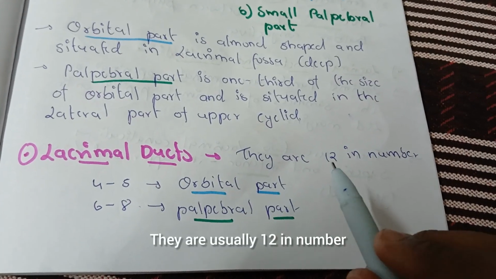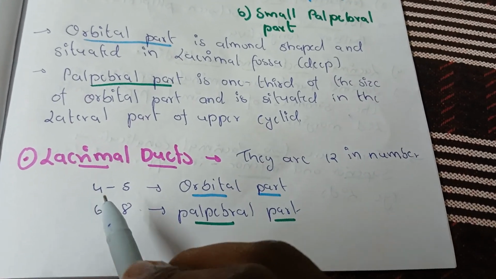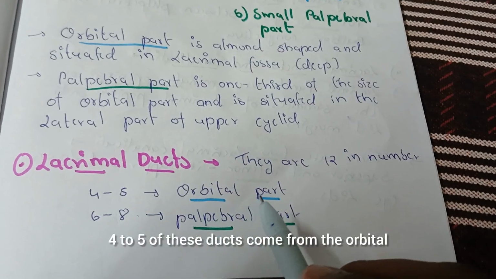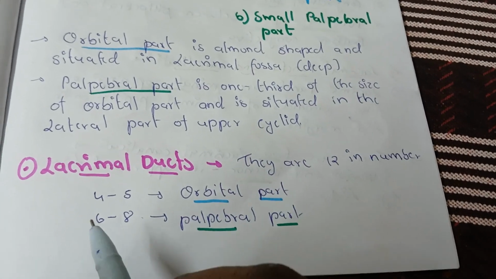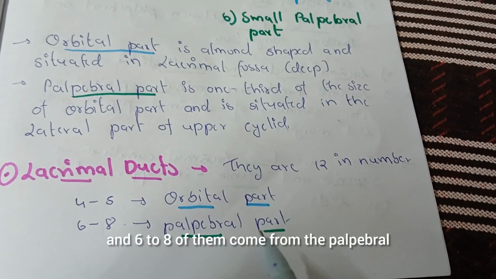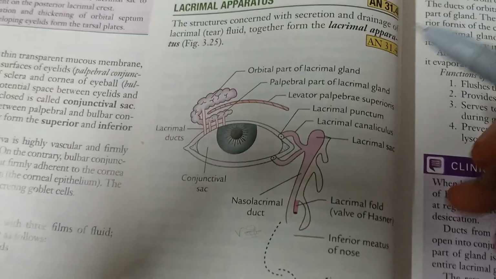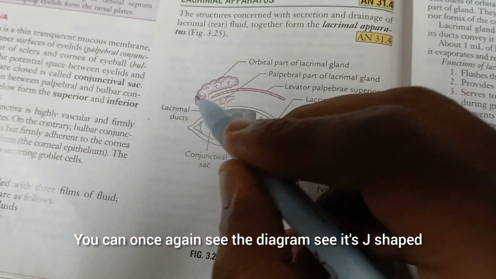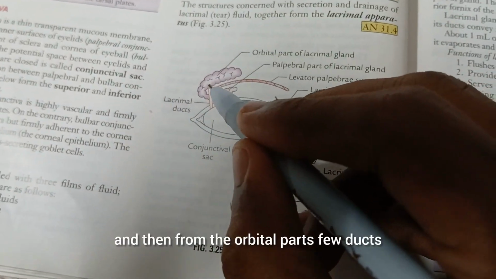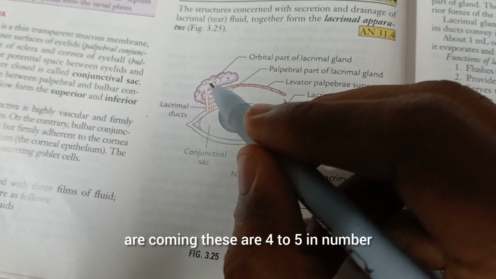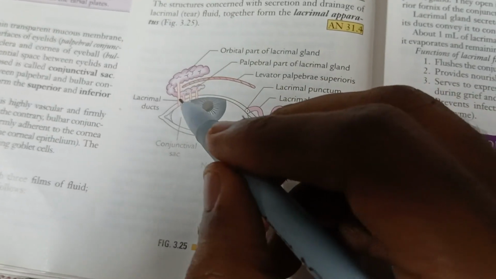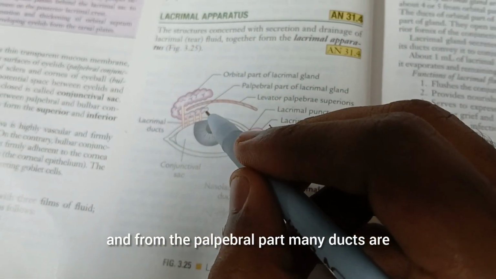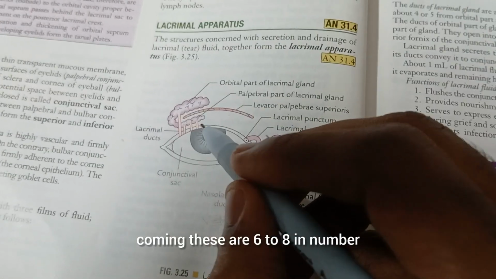And then you also saw those numerous ducts that are coming out of the lacrimal gland. They are usually 12 in number. 4 to 5 of these ducts come from the orbital part of the lacrimal gland, and 6 to 8 of them come from the palpebral part of the lacrimal gland. You can once again see the diagram. See, it's J-shaped. And then from the orbital parts, few ducts are coming. These are 4 to 5 in number. And from the palpebral part, many ducts are coming. These are 6 to 8 in number.